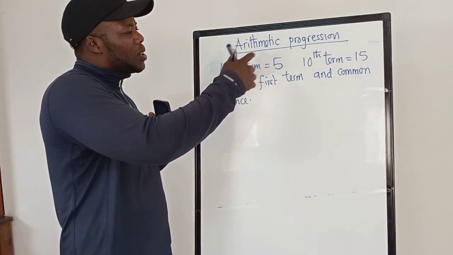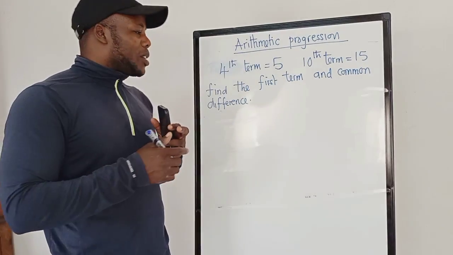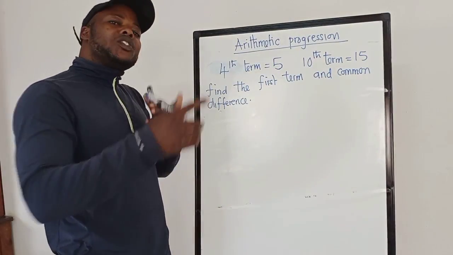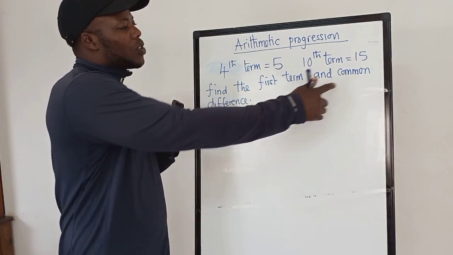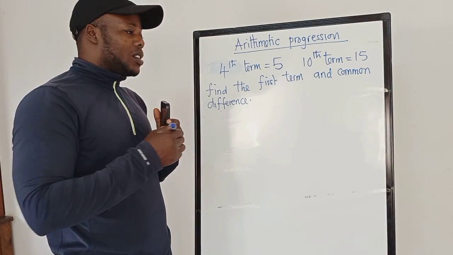Let's say you've been given an arithmetic progression like this one, and they've given you the fourth term and the 10th term. They want you to find the first term as well as the common difference. So what do you do on a question like this one?